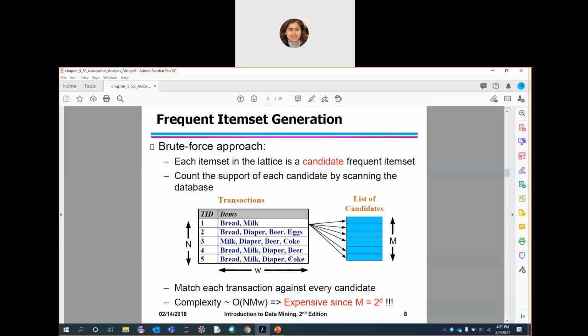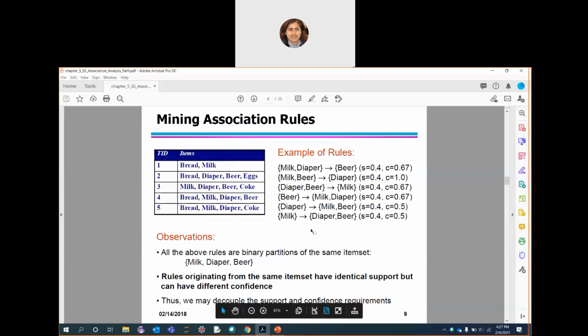So if you go through every transaction this way, such an approach can be very expensive. Why? Because it requires this many combinations, n into m into w. So the total number of transactions multiplied by the width or size of the transaction multiplied by the size of the candidate set. Okay. So this is again expensive, and it is not advisable to follow that type of rule.